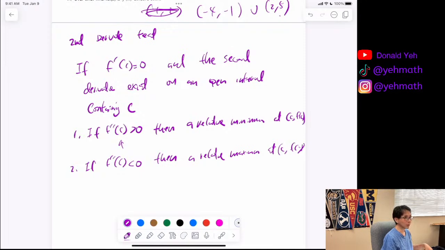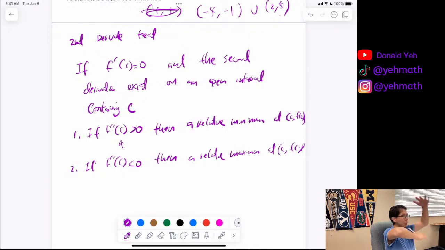And the 0 is not the x-axis. The 0 is just telling you that f prime of c is equal to 0, which just tells you c is a critical number. So start with the condition that c is a critical number. Then if the double prime at that particular c is greater than 0, which is concave up, then that point is a relative min.